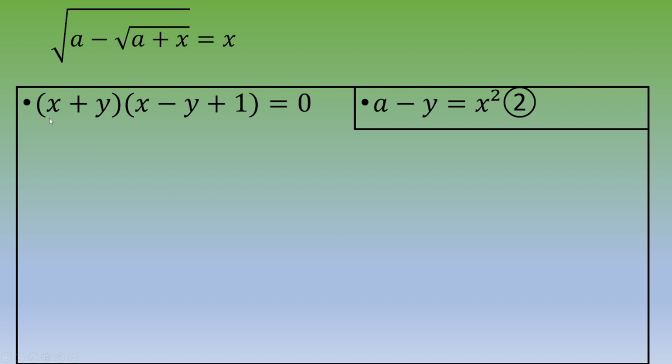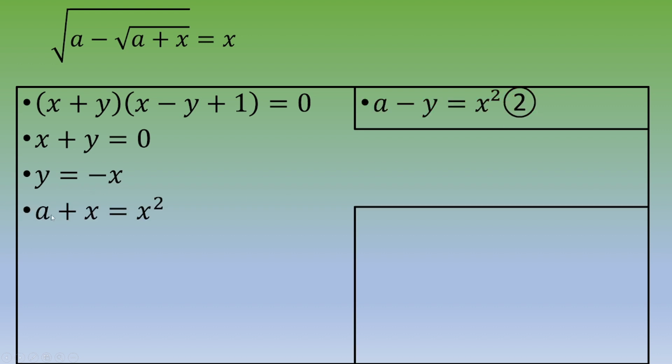So now this is interesting because we've got a product equals 0. So two cases. First case, x plus y equals 0. So you are going to express one variable as a function of another one. So y equals negative x, and then we are going to plug this value into the second equation. So we end up with a plus x equals x squared. If we put everything on the same side of the equation, we end up with x squared minus x minus a equals 0. This is a quadratic equation.